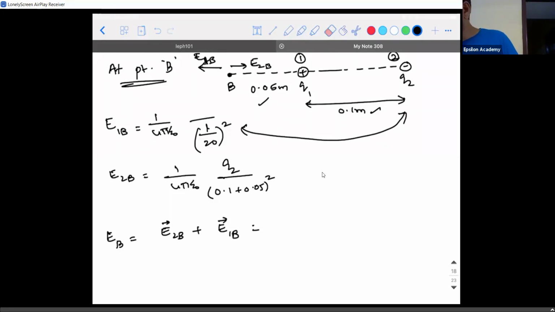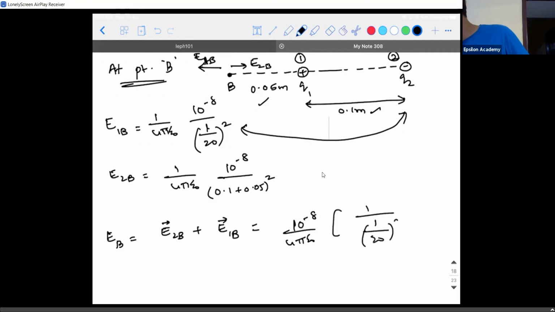Remember, Q1 is 10 power minus 8 and Q2 is also 10 power minus 8. So 1 by 4 pi epsilon naught into 10 power minus 8 into 1 by 20 the whole square plus 1 by 0.1 plus 0.05 the whole square. Okay. Calculate this value and find the answer later. Make a note of it.